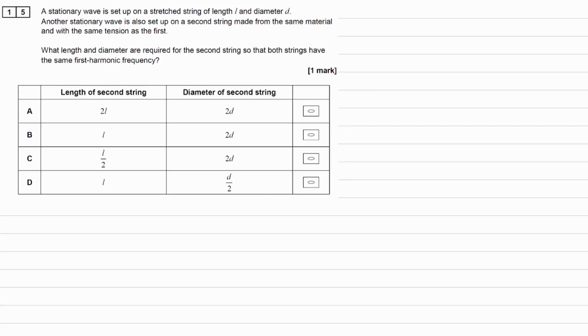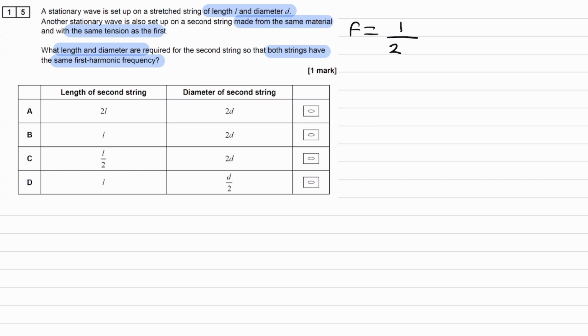A stationary wave is set up on a stretched string of length L and diameter d. Another stationary wave is also set up on a second string made from the same material and with the same tension as the first. What length and diameter are required for the second string so that both strings have the same first harmonic frequency?